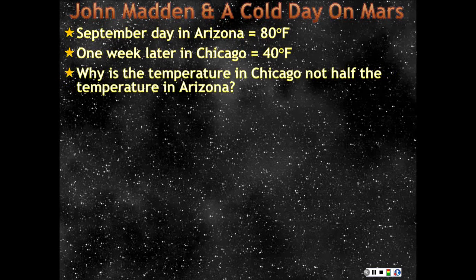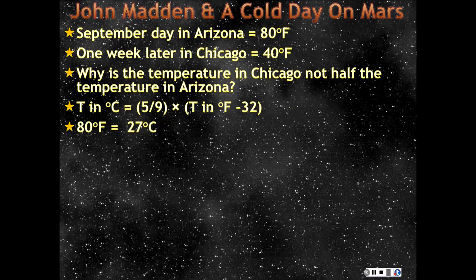But that's not half the temperature. Half the temperature is really a measure of half the speed of the atoms. So what is the temperature of half of the 80 degrees Fahrenheit in Arizona? Well, we have to convert first. So if you want to convert to Celsius, you subtract 32, times by 5, and divide by 9.